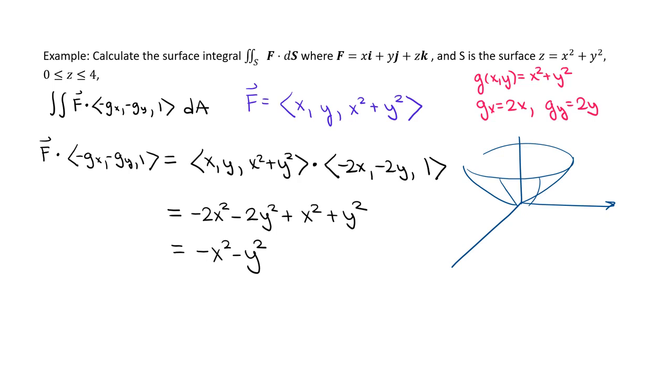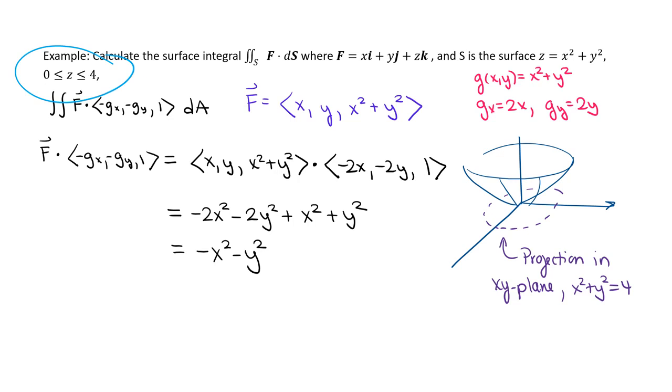And I'm going to be integrating that over the projection of my surface in the xy plane. So the surface we're talking about is a paraboloid, z equals x squared plus y squared. Its shadow or projection in the xy plane is this circle, x squared plus y squared equals 4, because our z values only go up to 4. So I want to integrate this negative x squared minus y squared over that circle of radius 2, that projection in the xy plane.